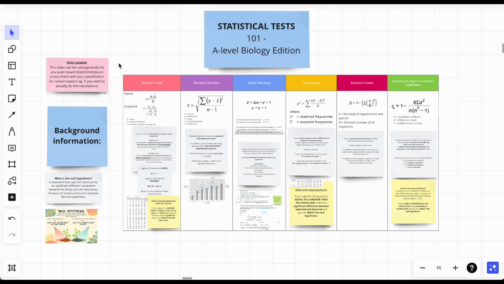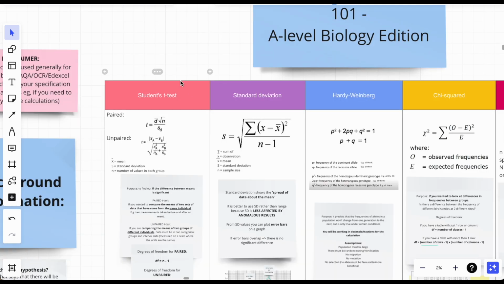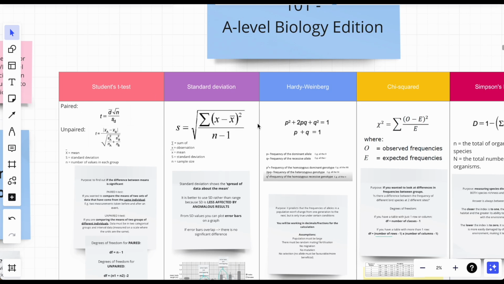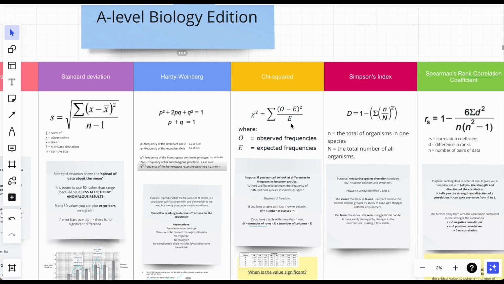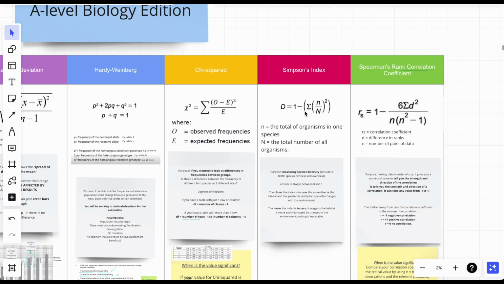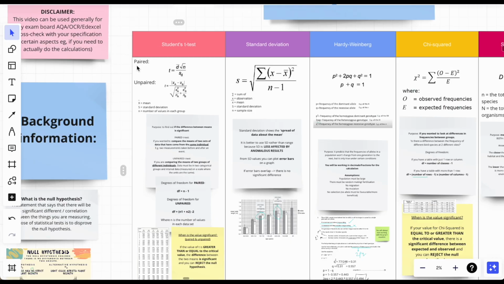So we have a total of 6 that we're going to be talking about today. Students t-test, there's 2 versions of that. Standard deviation, Hardy-Weinberg, chi-squared, Simpson's index, and Spearman's rank correlation coefficient. Okay, let's begin.